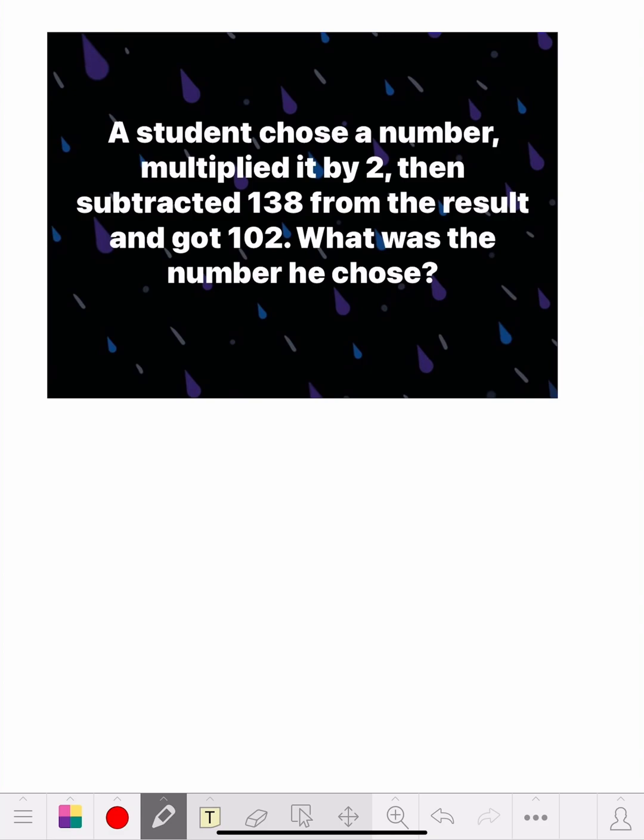The problem we have today is a word problem. I kind of like word problems. I think it keeps you sharp when you do them. They're kind of fun, and you set up an algebraic equation and then you solve from there.